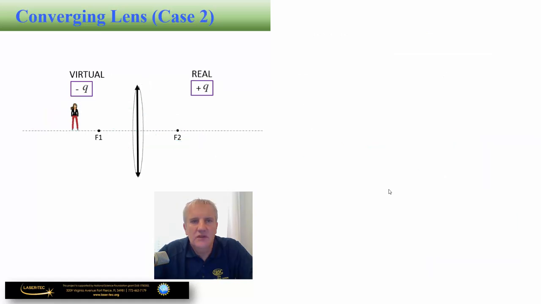Here's the case 2 for our positive or converging lens. Here we position the original a little closer to the focal point on the left side, and we are again analyzing the three light rays, the first one moving along the line parallel to the optical axis, being refracted through the focal point over on the other side of the lens.